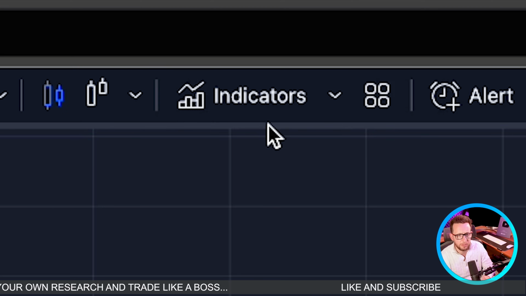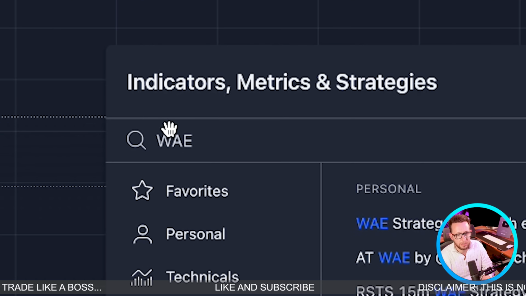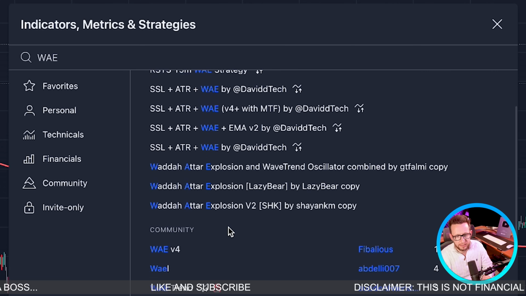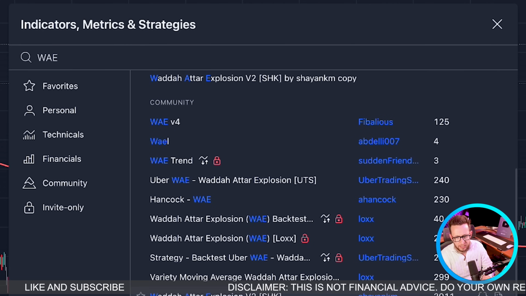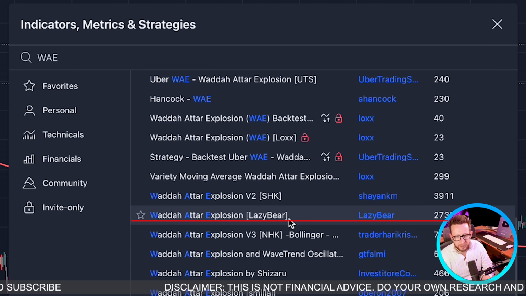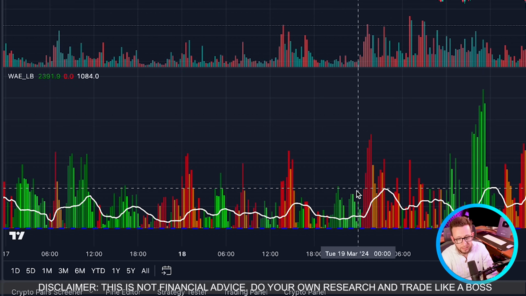The one that we're going to be talking about for the 15-minute is the Waddah Attar. So we're going to go back to indicators and type WAE. The Waddah Attar Explosion is this one here by LazyBear. We're going to click on this and add it to our chart. Now the Waddah Attar has several lines on it.